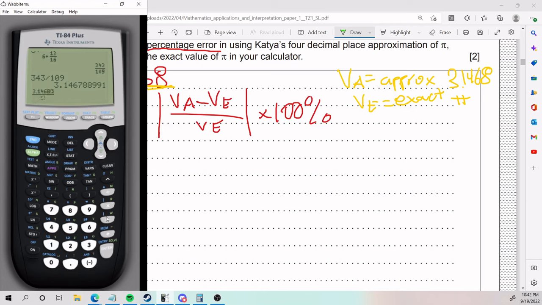3.1468 minus the exact, which is pi. So we use our calculator to plug in pi. It's right below the clear button in my case. We have all of this times 100%. So it's just times 100. We see what we get.